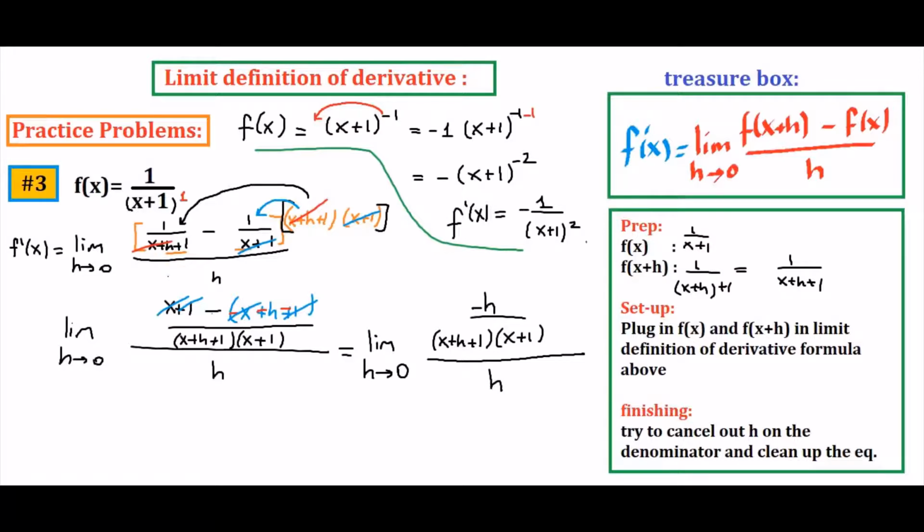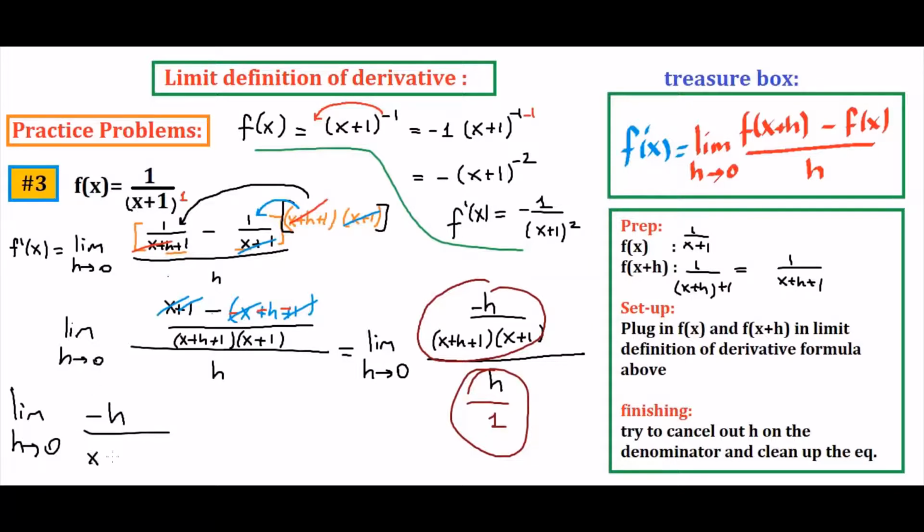So this is a complex fraction, so we can do keep, change, flip. Keep the first fraction, change division to multiplication, and flip the second fraction. So limit as h is approaching to 0, negative h over x plus h plus 1 times x plus 1 times 1 over h.